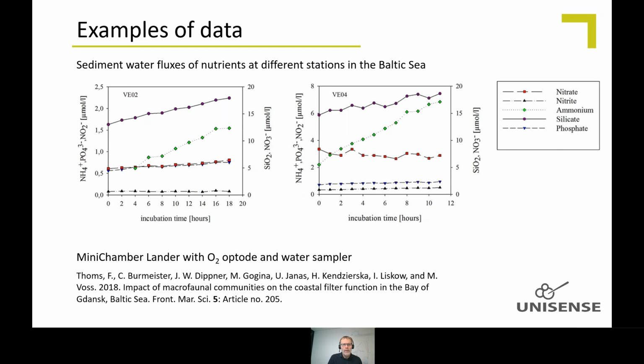These are data from the 12 syringes. So they were sampled during this incubation. This is from stations VE02 and VE04. They analyzed the water samples for nitrate, ammonia, silicate, and phosphate. And you can see, for example, the silicate would increase in both stations, and so would the ammonia concentration, whereas nitrate, the red one, would increase a bit here, decrease a bit here, and so on. You can do all the analysis you want. You can, for example, analyze for dissolved organic matter, DOM, DOC, or you can analyze for trace metals or whatever you want. So any kind of chemical analysis you can do, you can also do here.